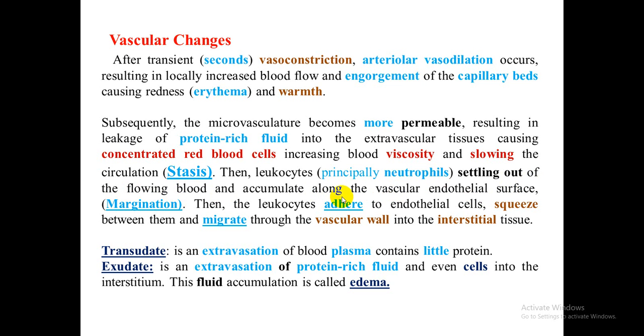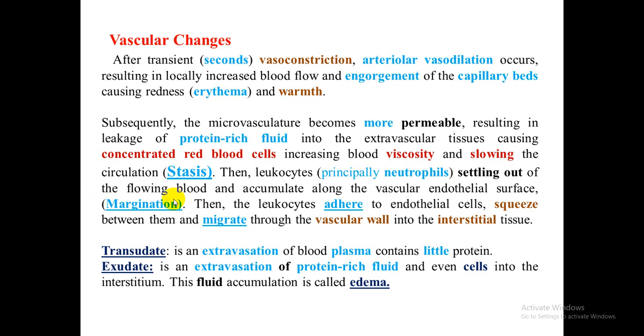Because normally the blood flow is laminar, with the axial current in the center made of the red blood cells and then the white blood cells, and then a thin layer of plasma separates the blood components from direct contact with the vascular endothelial cells. So when blood stasis occurs due to extravasation of fluid, concentrated blood and increased viscosity, there is sluggish blood flow. The white blood cells will settle out and move toward the vascular endothelial surface, in direct contact with endothelial cells, a process we call margination.